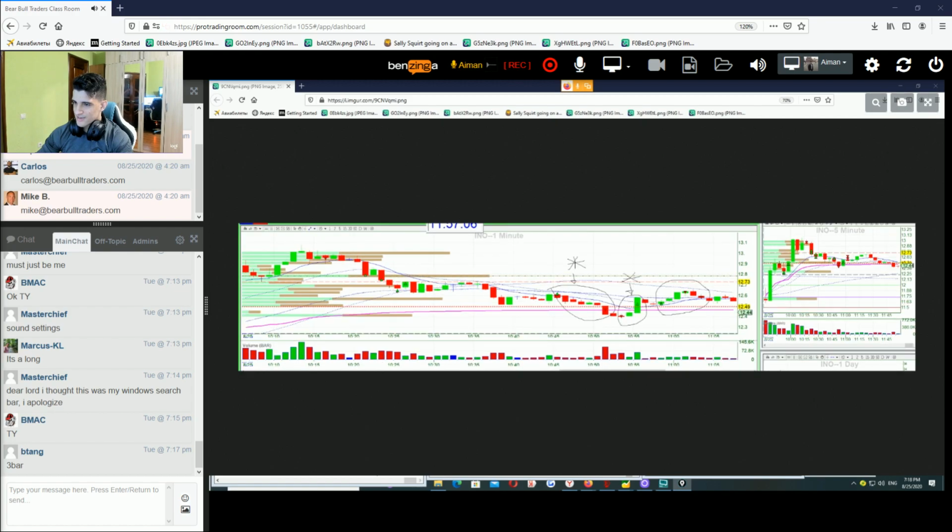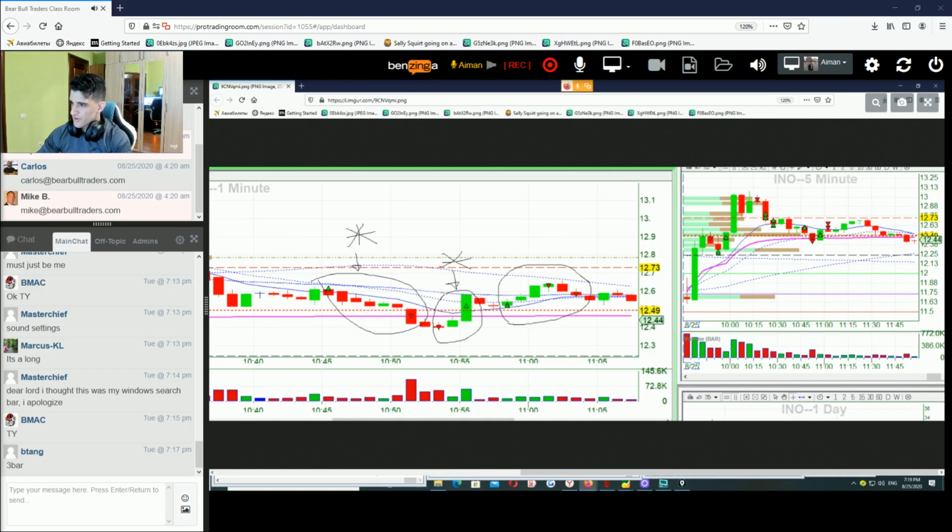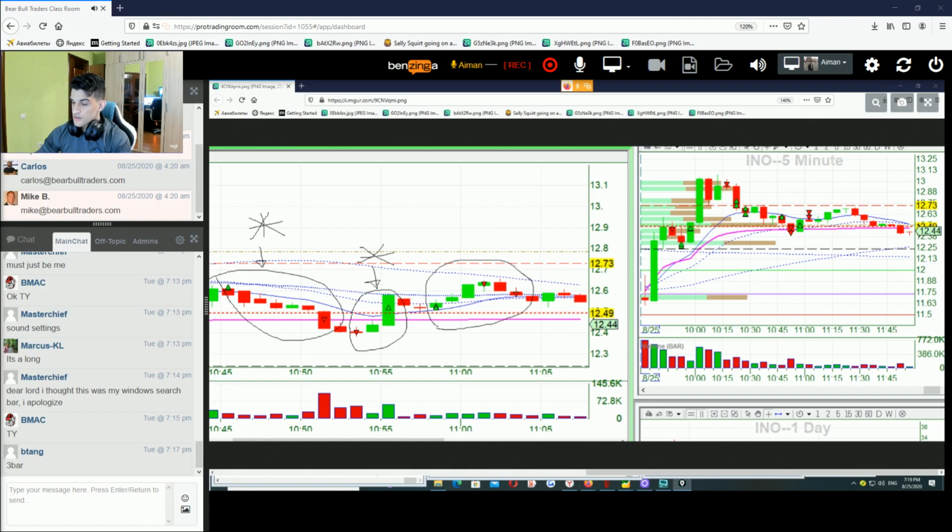He got a little bit messed up right there. What did he do? He took it to the long side, and I know why he took it to the long side. Let's get back to the 5-minute chart. He took it to the long side because the previous resistance acted as a support, or that's what he assumed, right? And because it looked like an ABCD pattern.